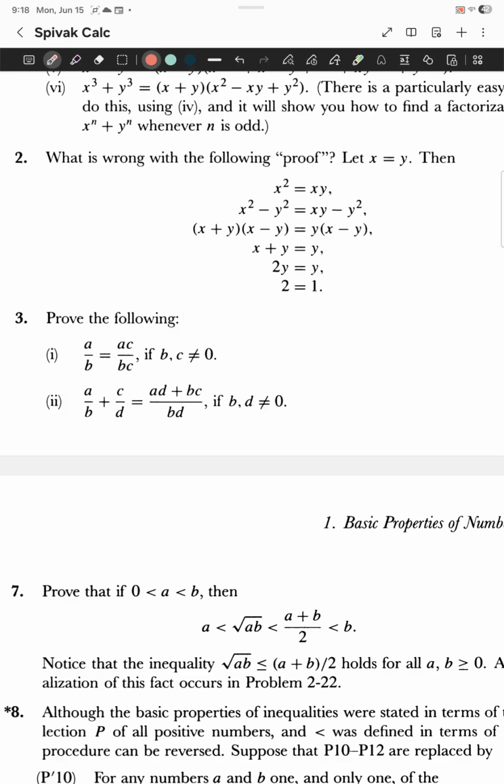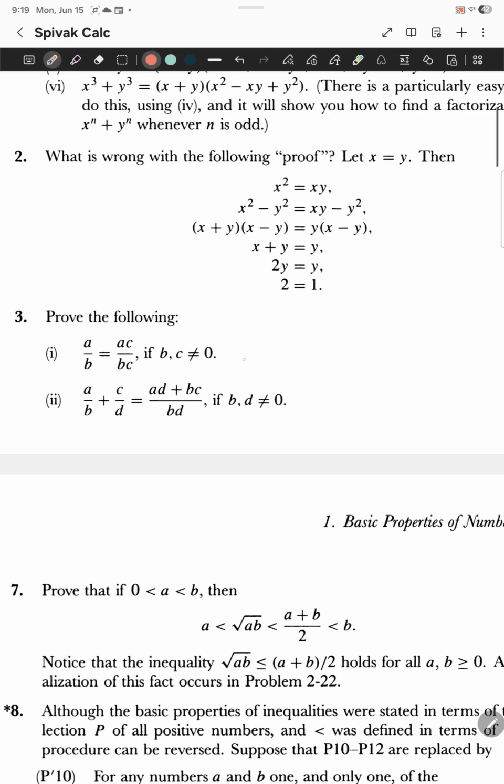So problem number 1 of problem set 3 is: a over b is equal to ac over bc, if bc is not equal to 0. I think some of you may be confused on how to solve this problem, because there's a fraction here and you may not know how to treat the denominator, but all this is just this.